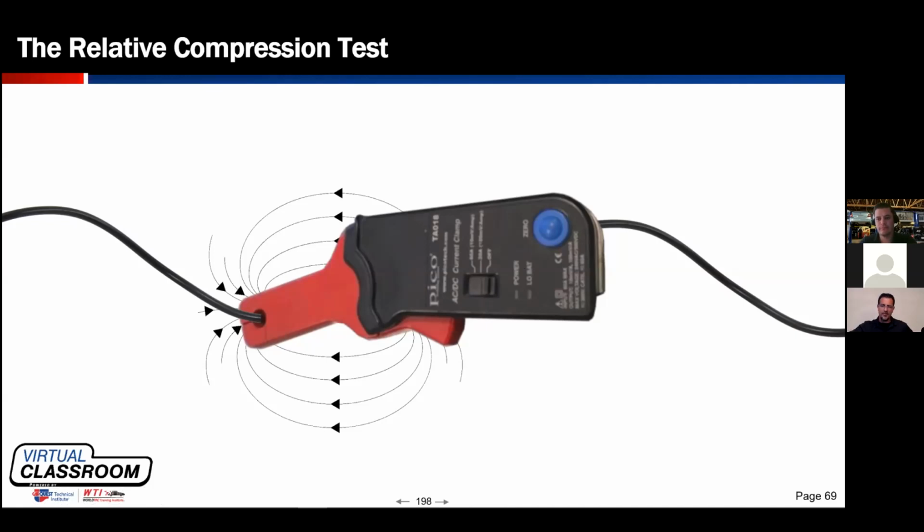1 millivolt would equal 1 amp. 100 millivolts would equal 100 amps.